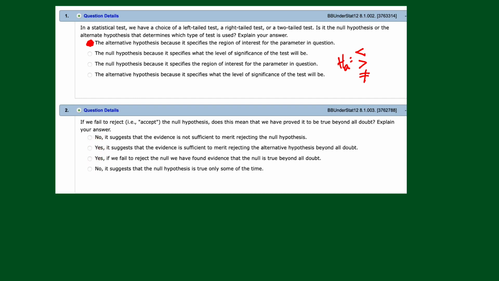What does this say? No, it suggests that the evidence is not sufficient to merit. Okay, I think that looks good. What's the last one? No, it suggests the null hypothesis is true only some of the time. No. Let's go with the first one here. If we fail to reject, we just don't have enough evidence to merit rejecting it.